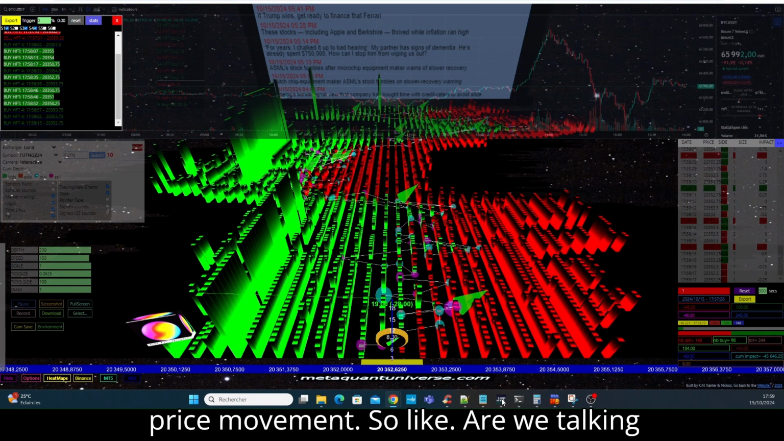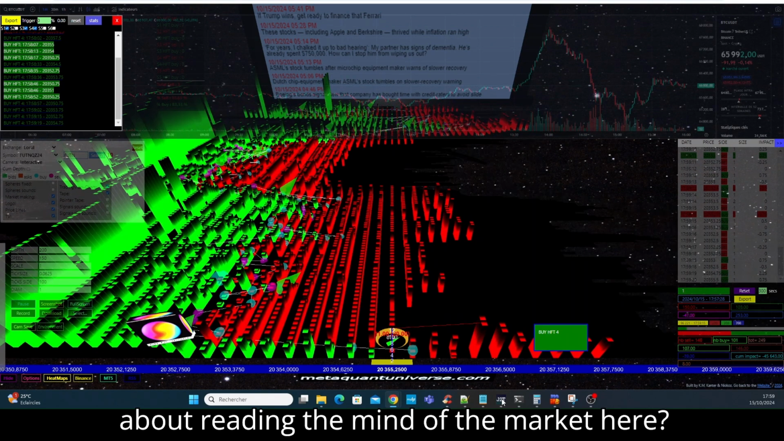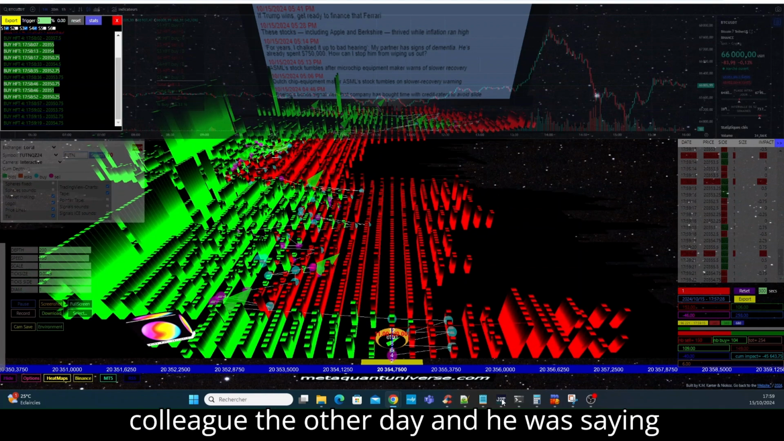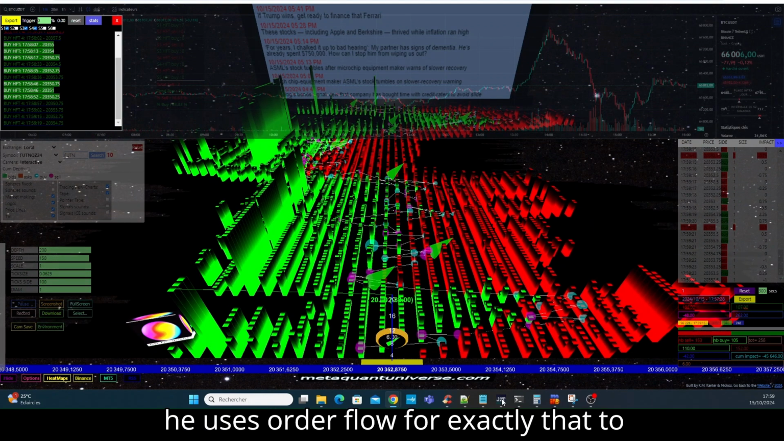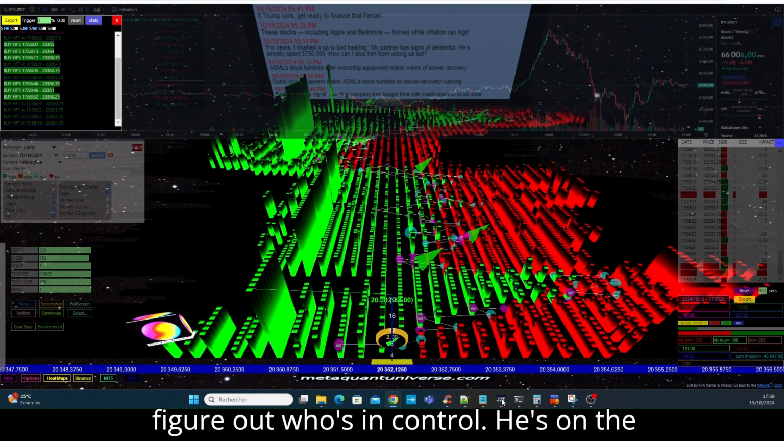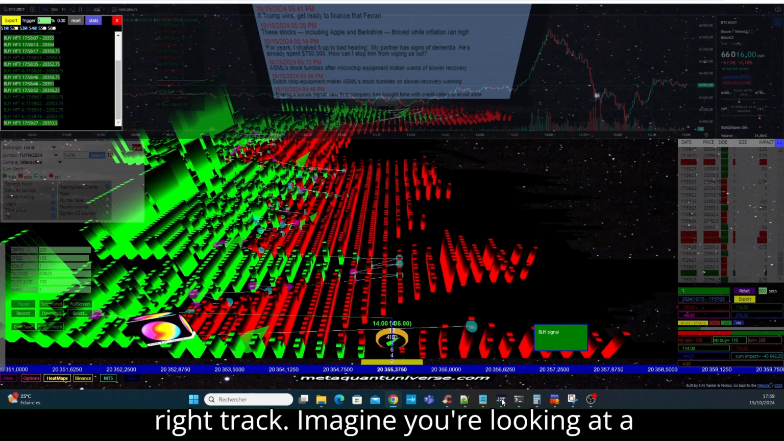So are we talking about reading the mind of the market here? Well, kind of. I was talking to a colleague the other day, and he was saying he uses order flow for exactly that, to figure out who's in control. He's on the right track.